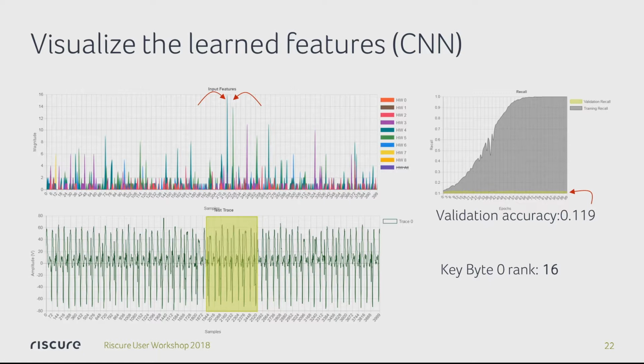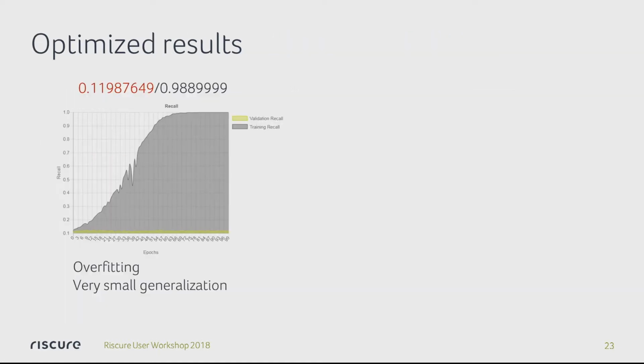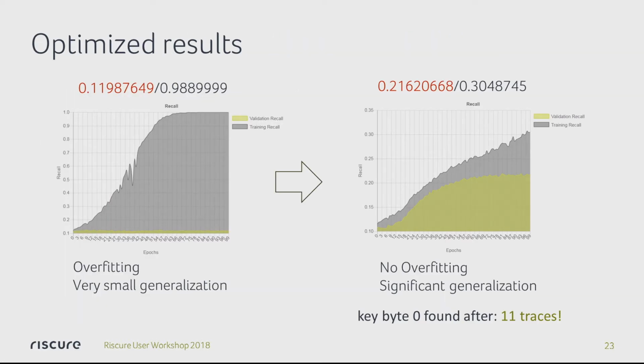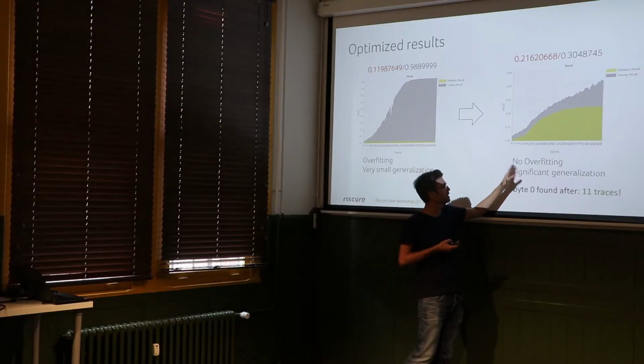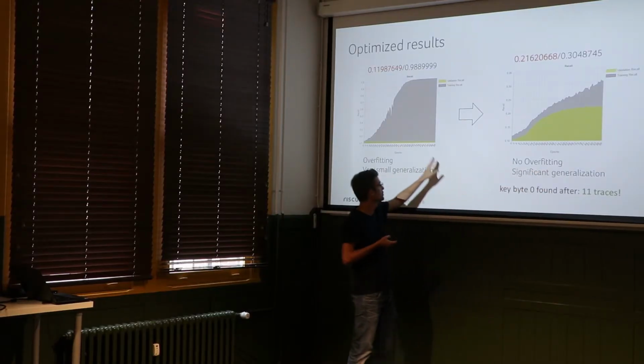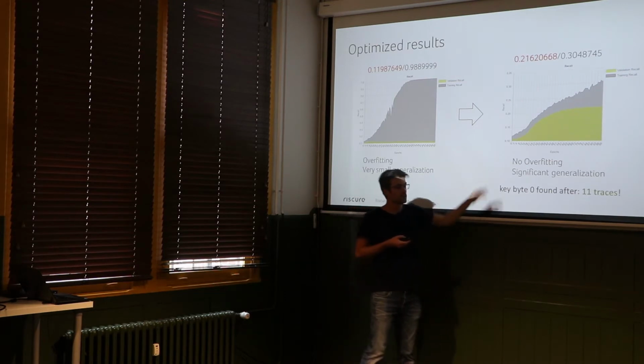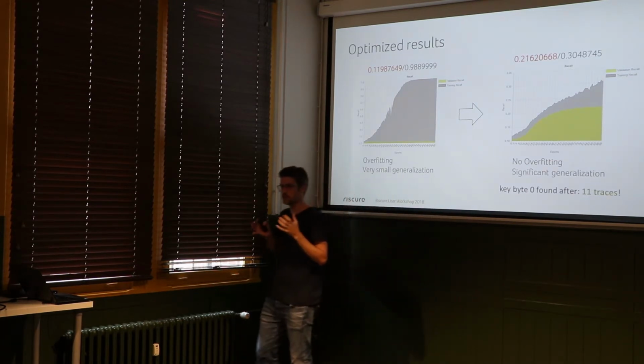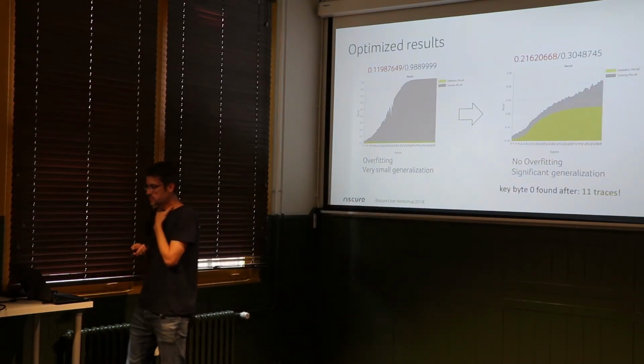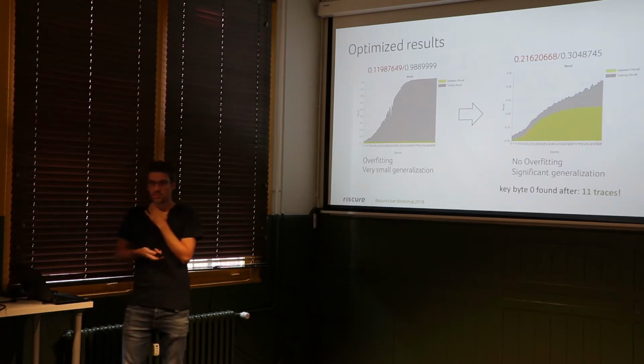And then I decided to repeat the attack on this range, where the network told me that there is leakage. After I did it, I increased the performance of the network quite a lot. The same network, without changing anything, didn't overfit anymore. I trained only for 100 epochs, and the generalization now is quite significant. So in something like 1 minute, I could more or less recover.